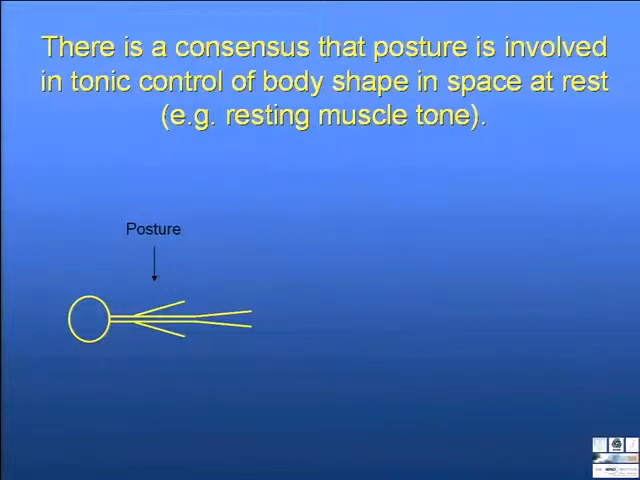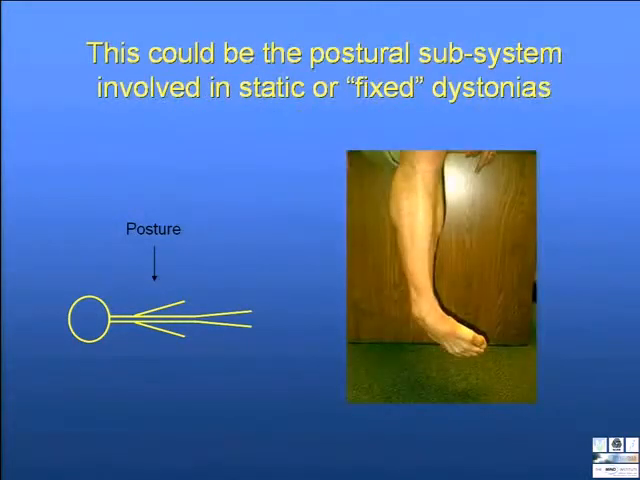So why is our body like this? Why do we not walk around like that? For example, there has to be some level of tonic control of the muscles to keep our bodies in the position they're supposed to be in. In dystonias, there are certain types called fixed dystonias, where the person is stuck in the position. They just cannot get out of it. This might be a dystonia involving excessive activity in the postural subsystem that is controlling resting muscle tone. So they're just stuck there. No movement is required for it to happen.